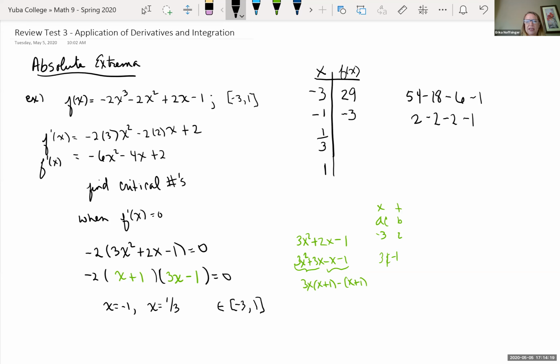So now plugging in 1/3. Actually, let's just plug in 1 first, and then we'll come back to the 1/3, because I can do 1 in my head. 1 cubed is 1 times -2 is -2. 1 squared is 1 times -2 is -2. 1 times 2, so this is +2 minus 1. So I got -4 plus 2 is -2. -2 minus 1 is -3.